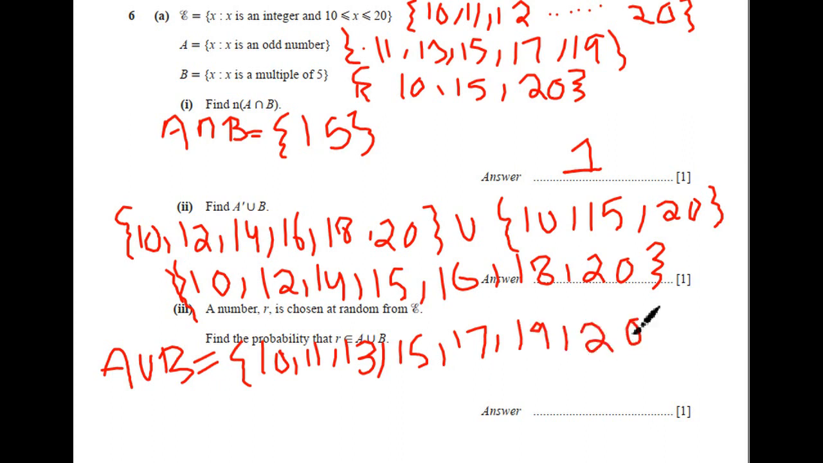So a number R is chosen at random from the universal set. So the universal set has numbers from 10 to 20. So how many numbers are these? These are 11 numbers. So the denominator will have all the possible outcomes, 11, and we find the probability that R is an element of A union B. How many numbers are there in the set A union B? That will be 1, 2, 3, 4, 5, 6, 7. 7. So the probability will simply be 7 by 11.